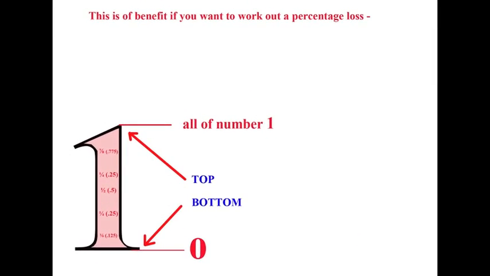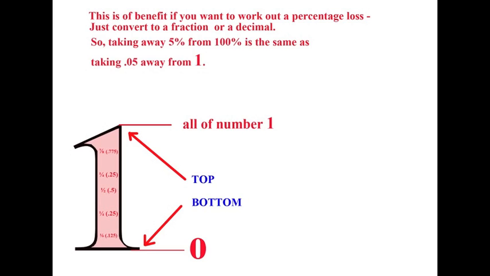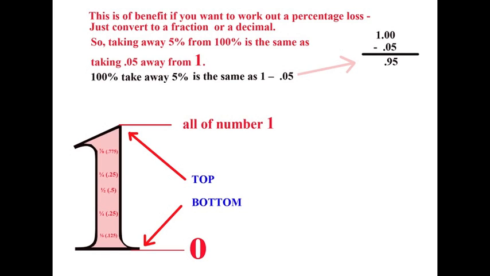This is of benefit if we need to calculate a loss or a percentage loss from a given amount. So, say we have to calculate how much is lost if an amount loses 5% over an hour. What do we do? Well, taking 5% from 100% is the same as taking 0.05 away from 1, which leaves 0.95. So, all we have to do is multiply the original amount by 0.95 to give the amount that's left.